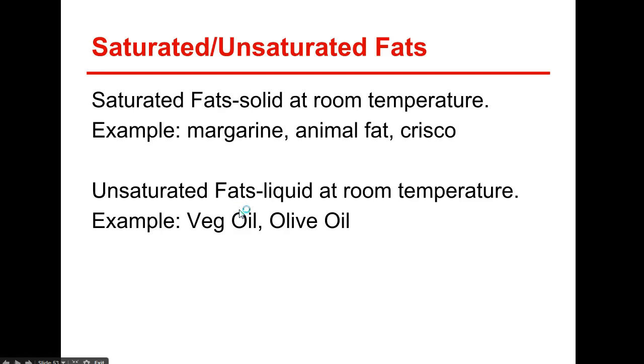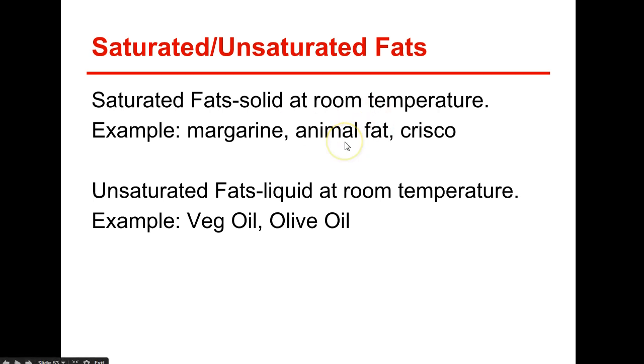All right, now two examples of types of lipids that you need to know about are saturated and unsaturated fats. Saturated fats are solid at room temperature. Think saturated, solid. Examples of that would be margarine, that yellow stuff you find in the tub, your Country Crock that's maybe sitting in your fridge right now, or the butter or margarine that comes in a stick that you might bake with. Those are saturated fats.